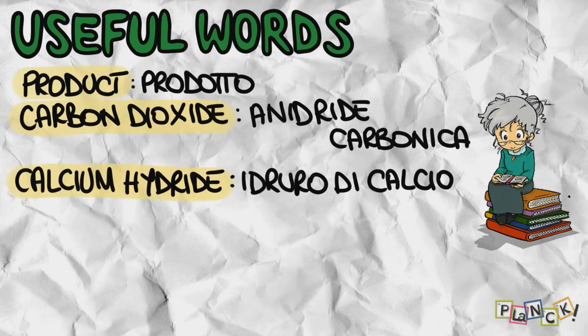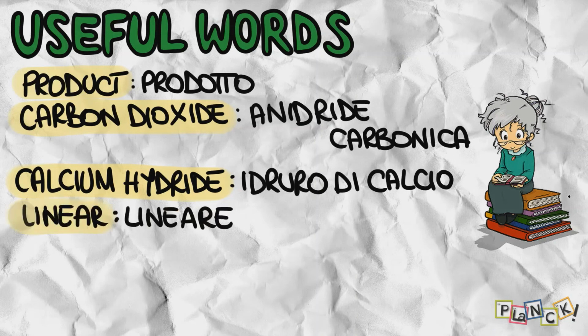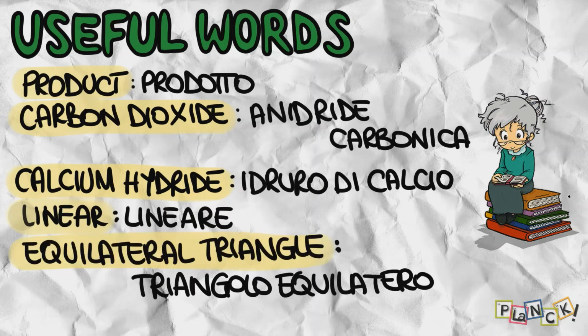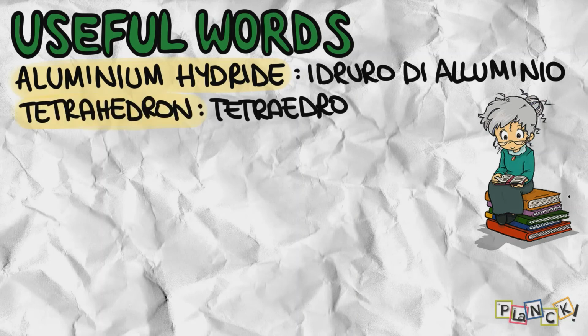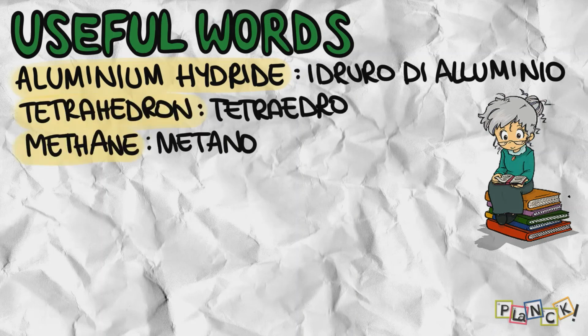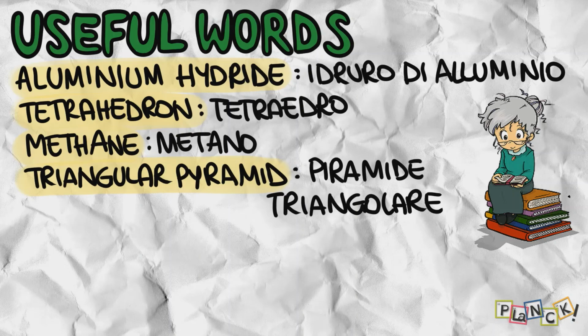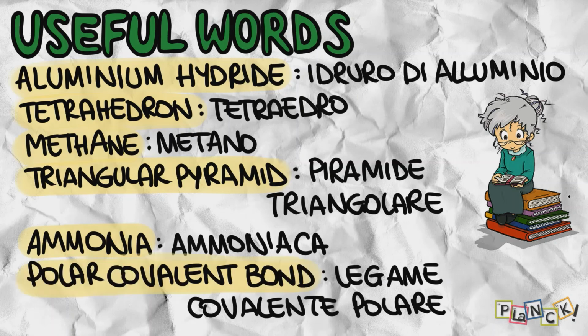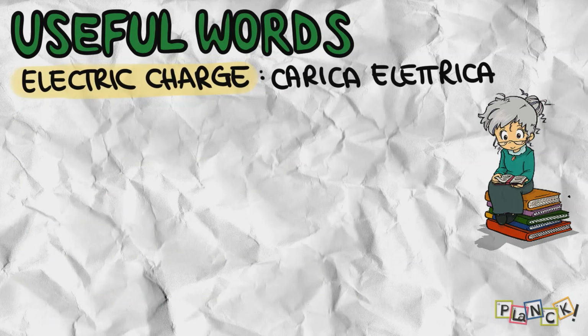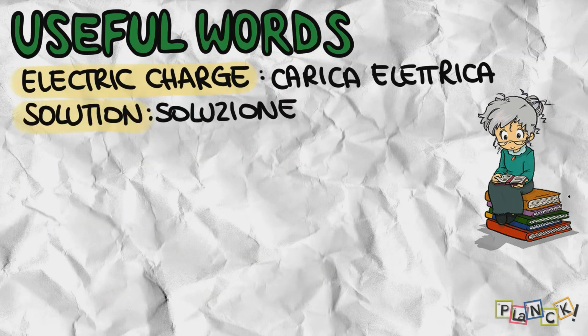Calcium hydride, idruro di calcio. Linear, lineare. Equilateral triangle, triangolo equilatero. Aluminium hydride, idruro di alluminio. Tetrahedron, tetraedro. Methane, metano. Triangular pyramid, piramide triangolare. Ammonia, ammoniaca. Polar covalent bond, legame covalente polare. Electric charge, carica elettrica. Solution, soluzione.